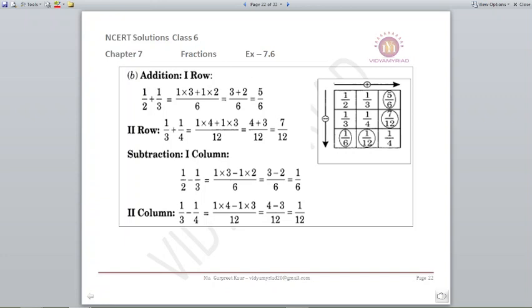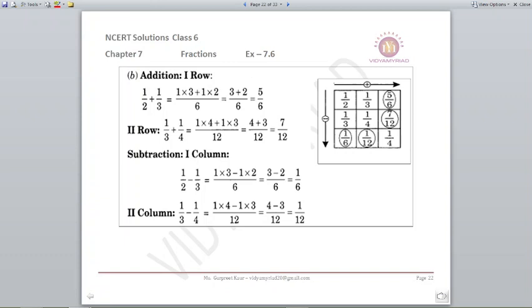Next we need to subtract when we are moving down. 1 upon 2 minus 1 upon 3. 2 and 3 LCM is 6. So 1 into 3 minus 1 into 2. 3 minus 2 upon 6, which is equal to 1 upon 6. Next 1 upon 3 minus 1 upon 4, which will be 1 into 4 minus 1 into 3 upon 12, which is 4 minus 3 upon 12, gives you 1 upon 12.